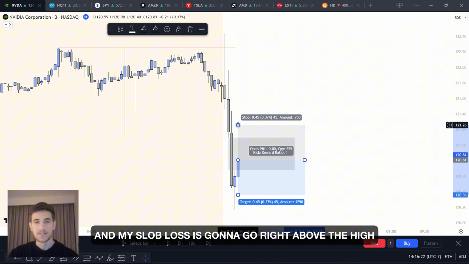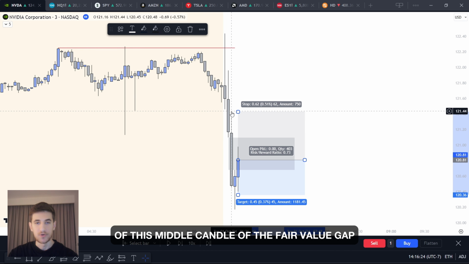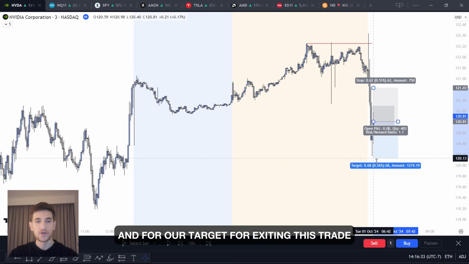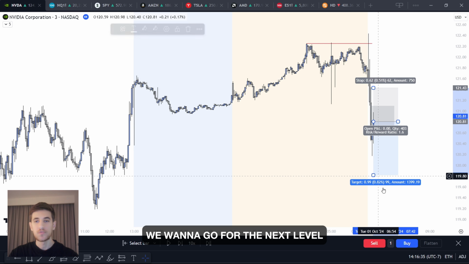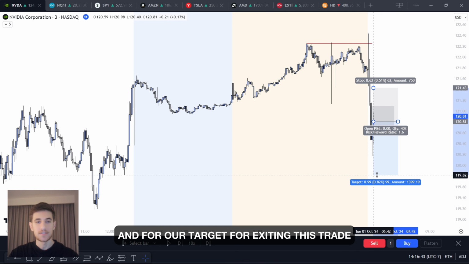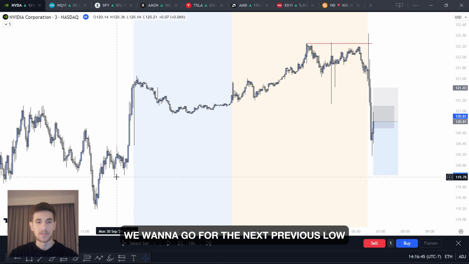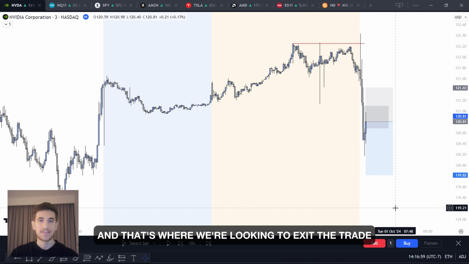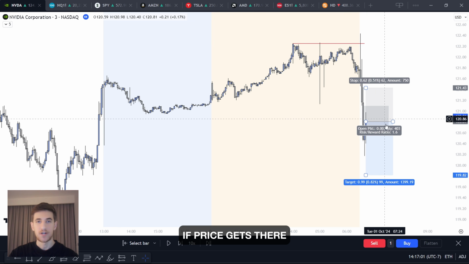And my stop loss is going to go right above the high of this middle candle of the fair value gap. And for our target for exiting this trade, we want to go for the next previous low, which in this case is right here. And that's where we're looking to exit the trade if price gets there.